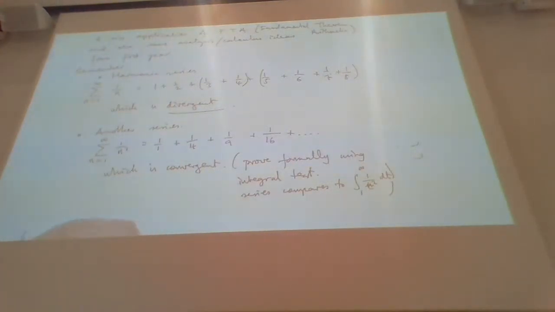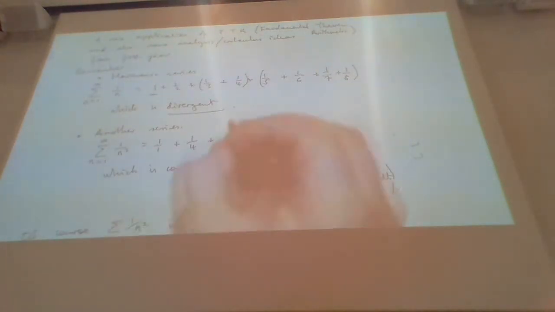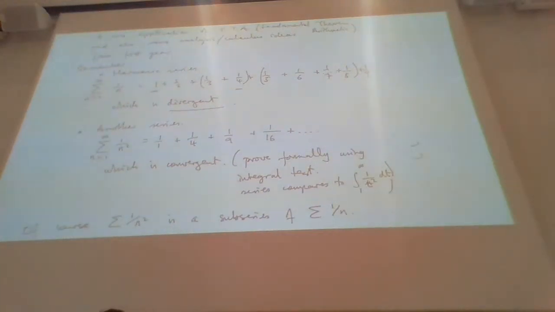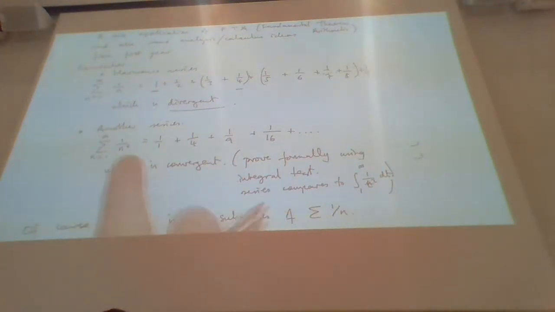But of course, sum of 1 over n squared is a subseries of sum of 1 over n. Yeah, because within sum of 1 over n, you've got plus 1 over 9. Sum of 1 over n squared is just sum of the terms from the series sum of 1 over n. That makes sense, yeah? Here you're taking the denominator is every integer. Here the denominator is just the square of integers.